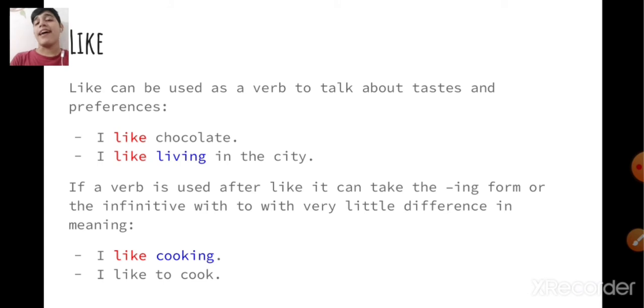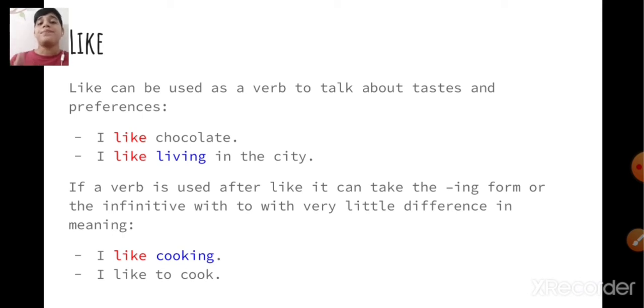The first one, we have like. This is telling us that we use like, guys, as a verb, obviously, to talk about tastes and preferences. For example, we have I like chocolate and I like living in the city. The first one is a taste, okay, something that we taste with our mouth. And the second one is a preference, because this person is telling us that he or she prefers to live in the city and not in another place, a town, for example.